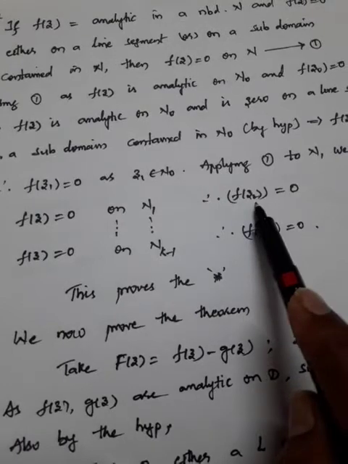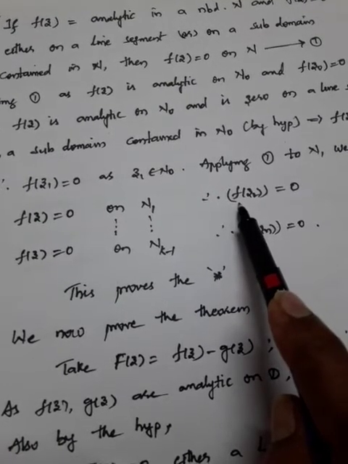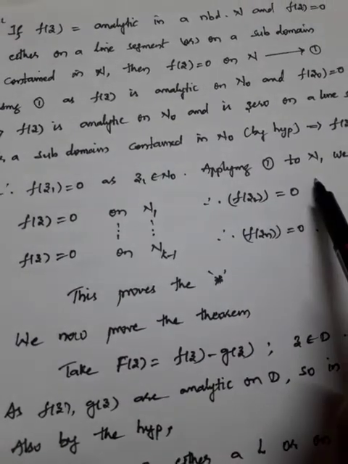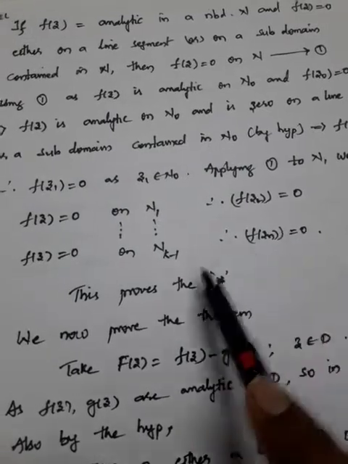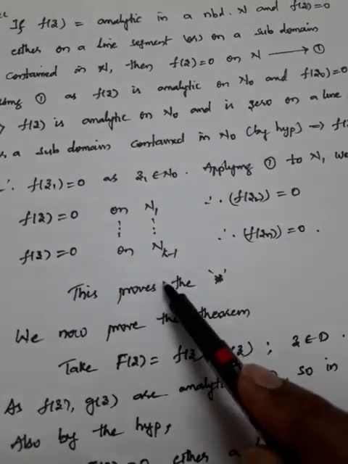f of z2 is 0, and it is analytic on N2, therefore f of z is also 0 on N2, and so on. f of z is equal to 0 on N(k minus 1), and f of zn is also equal to 0. This proves the result we were supposed to prove.